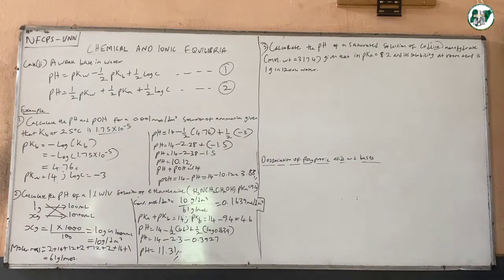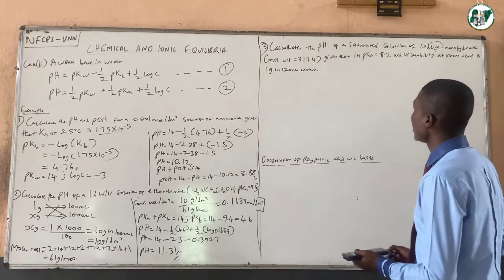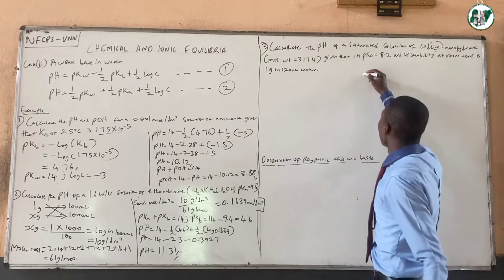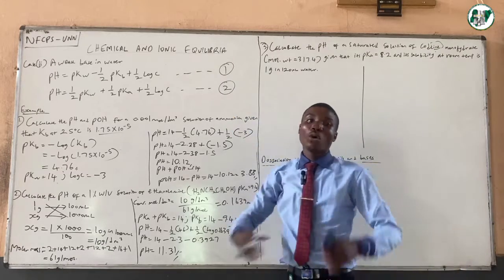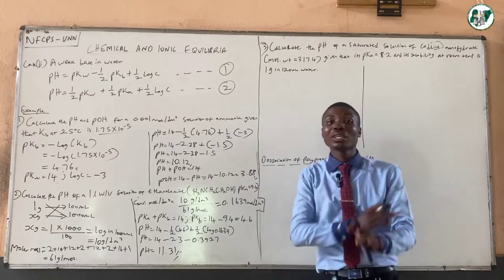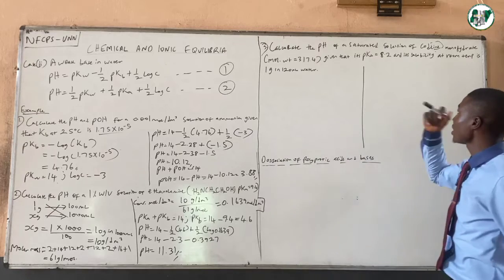So the pH of a saturated solution of codeine monohydrate having a molecular weight of 317.4, given that its pKa is 8.2 and its solubility at room temperature is 1 gram in 120 ml of water. So let us calculate the pH. What do we need for this calculation? We will still stick to equation 1. Whenever you are solving, you can use any of the equations, you will get the same answer.